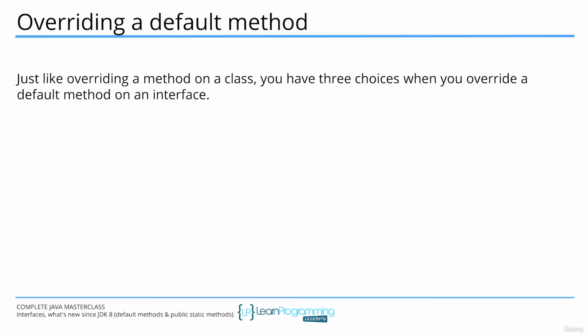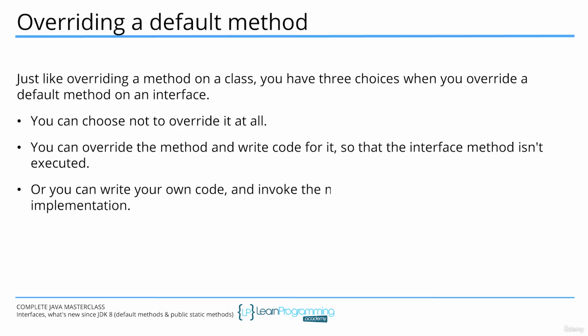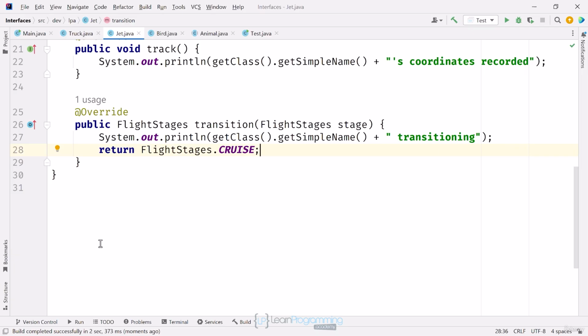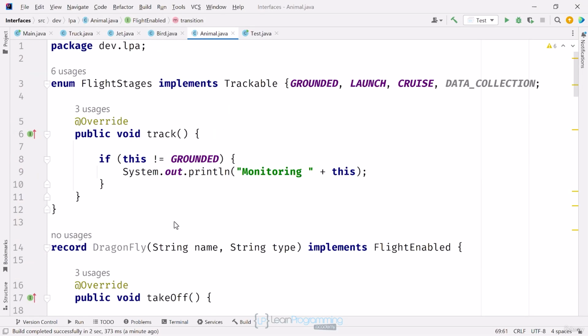Just like overriding a method on a class, you have three choices when you override a default method on an interface. You can choose not to override it at all. You can override the method and write code for it so that the interface method isn't executed. Or you can write your own code and invoke the method on the interface as part of your implementation. Let's look at this in some code. First, I'll change the transition method on the FlightEnabled interface to have something other than the unimplemented statement.